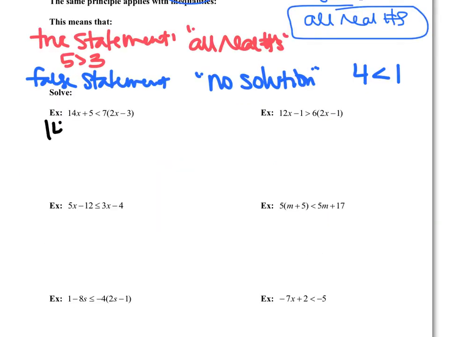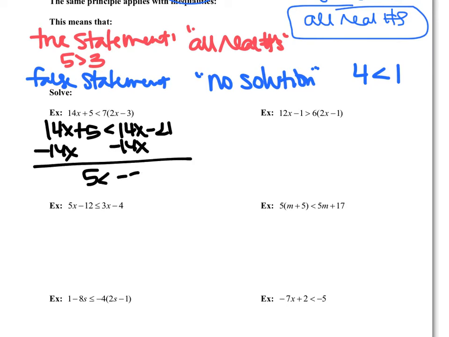So if we solve this one here, we get 14x plus 5 is less than 14x minus 21 by distributing. We'd minus 14x from both sides, and you end up with 5 is less than negative 21. 5 is not less than negative 21. It's actually greater, so that's a false statement. So our answer is going to be no solution.